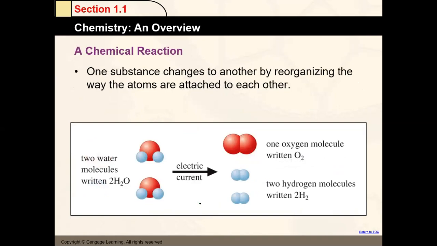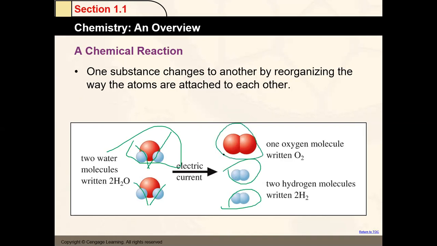So a chemical reaction, that was also part of the definition of chemistry, which studies matter, the properties, and the changes. In a chemical reaction, we break bonds and we form new bonds. For example, in this case, we have two water molecules, right here. What we do now is break these bonds, this bond and also this bond, to form hydrogen molecules, and here, an oxygen molecule.